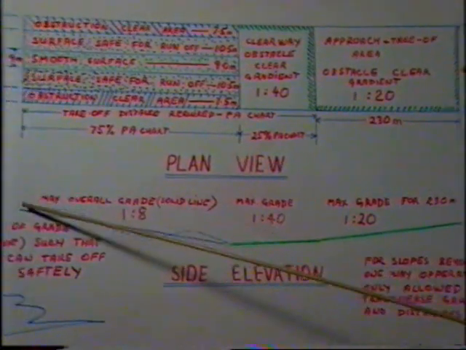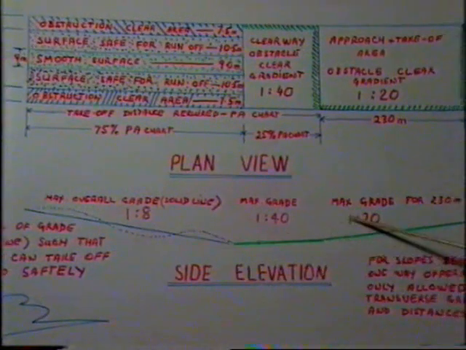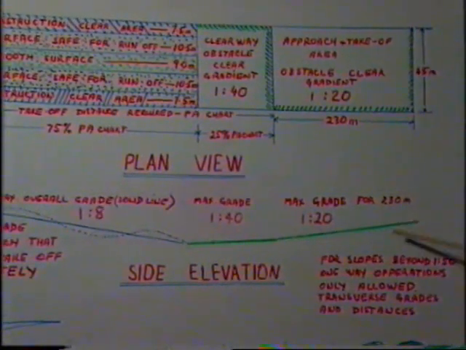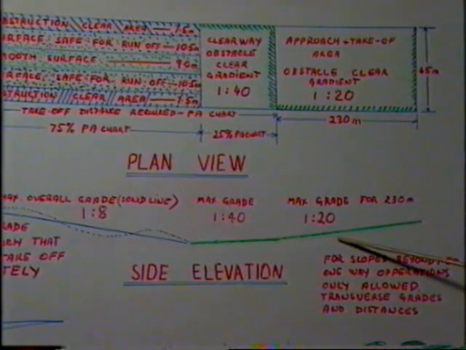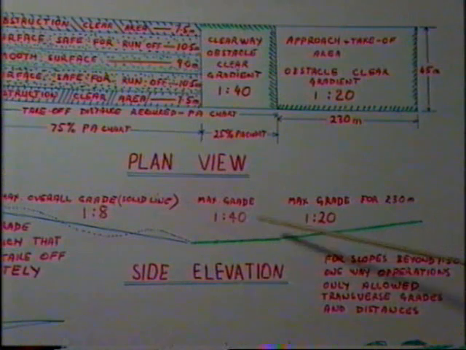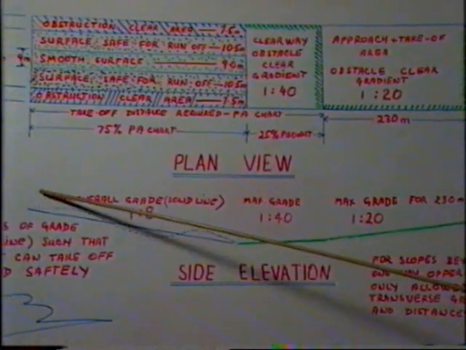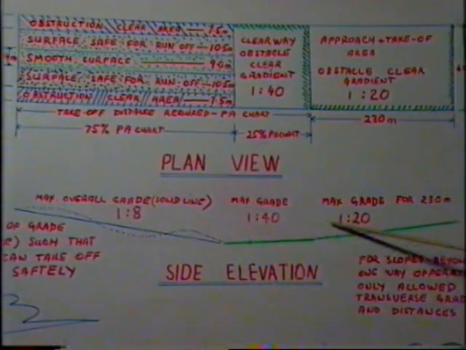If the overall gradient of the whole strip area is more than 1 in 50, then we must do one-way operations. That is, we would land up the hill and we would take off down the hill.